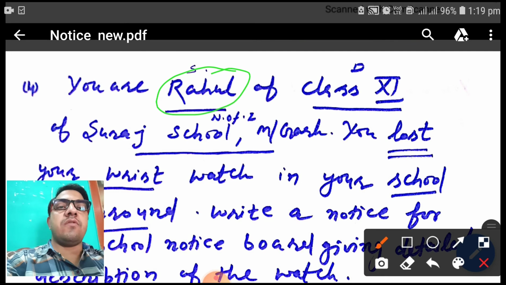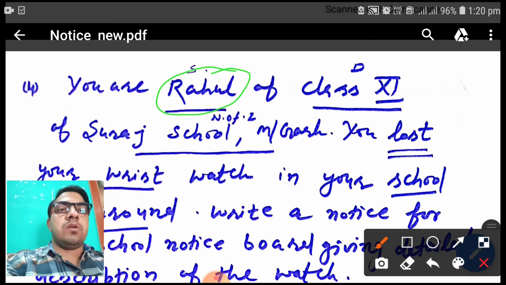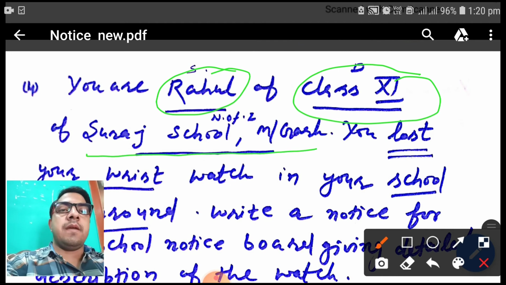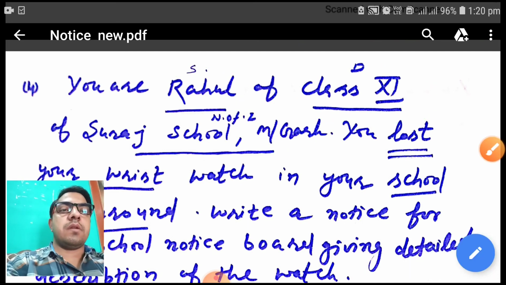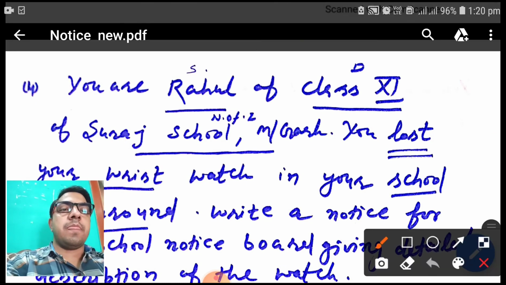You are Rahul. The signature of the writer of this notice is Rahul, so when you write the signature, you will write the signature of Rahul. Class 11th is the designation, and Suraj School, Mahendragarh is the name of the school. You lost your wristwatch.